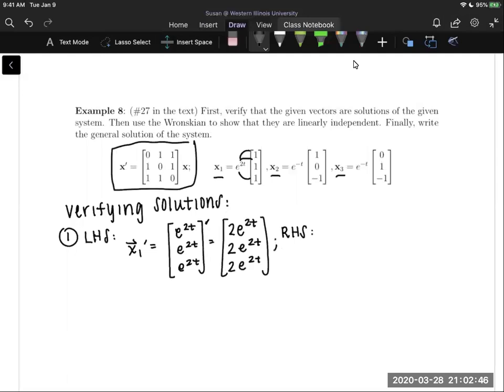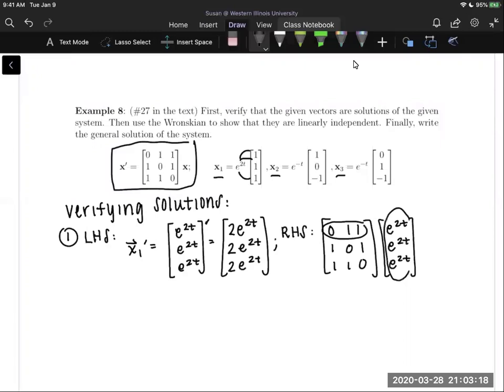So the right-hand side is the following. I want to take that coefficient matrix, 0, 1, 1, 1, 0, 1, 1, 1, 0, and I want to multiply it against x1. So again, distributing that e to the 2t in everywhere. We are going to do vector products, right? The scalar products. So I take this row times this column, and I take that dot product. So I get 0 plus e to the 2t plus e to the 2t gives me a 2e to the 2t.